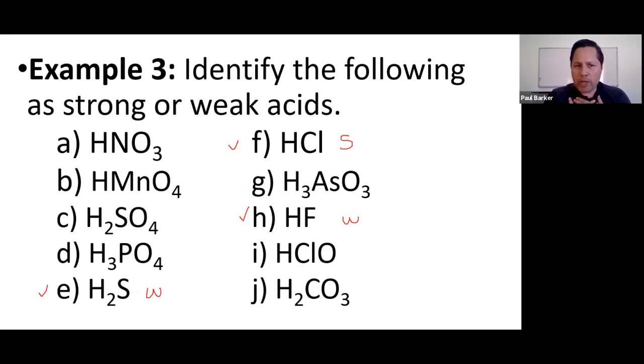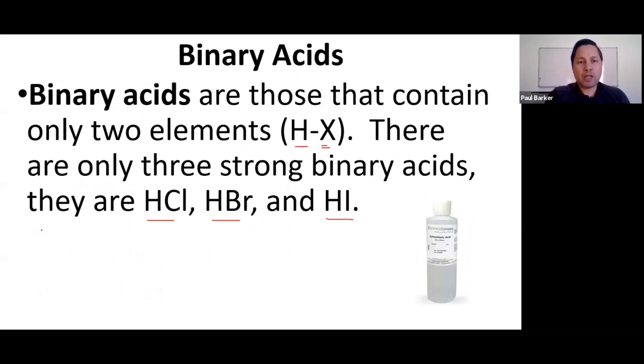You might ask, how do I know that? Again, there are only 3 binary acids that are strong. And let's go back to review that. It's either HCl, HBr, or HI. Only those 3, Cl, Br, and I.